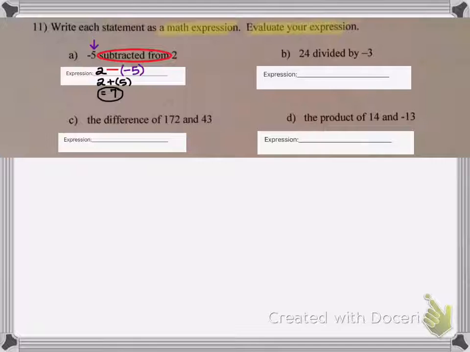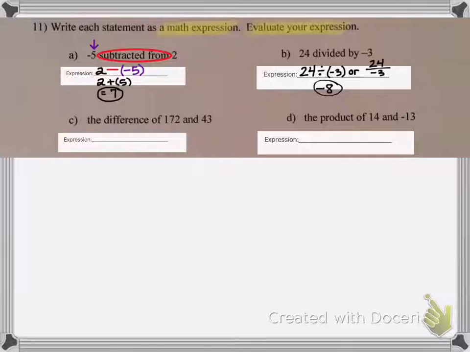Part B, we can use division symbol or we can write it as a fraction bar. 24 divided by -3 or 24 over -3. Either one of those expressions is okay, and our final answer is -8 because it's a positive divided by a negative.